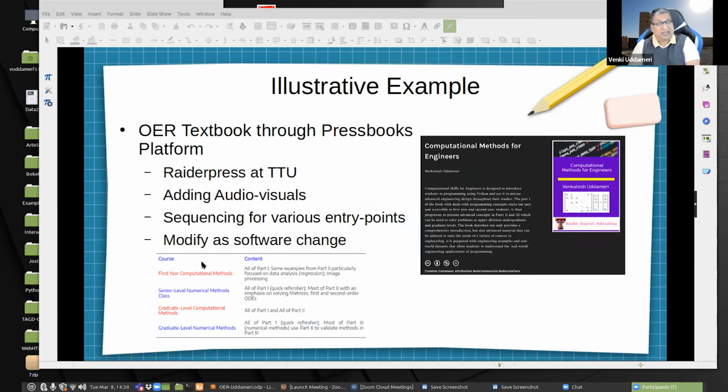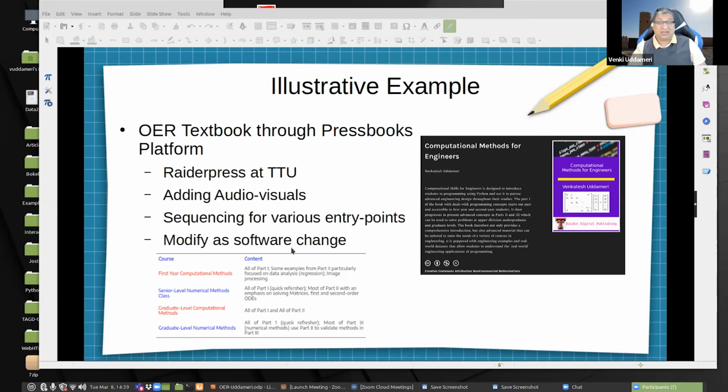Third example is an OER textbook that I'm writing through the Pressbooks platform, the Raider Press at TTU. The things that were very interesting to me were that I teach several levels of classes. I teach several graduate level classes, but also undergraduate level classes. And what I teach at the graduate level builds on undergraduate levels. And as I said, the software that we use has changed over the years. So we have a lot of grad students who have not used Python or R, which I use extensively in my graduate level classes. And we are moving towards teaching Python at the undergraduate level. So I was interested in putting a textbook together to cover the spectrum of entry points, if you may, where students will come in and use portions of the textbook. Of course, they don't want to buy one big textbook for it, or buy several books along the way.